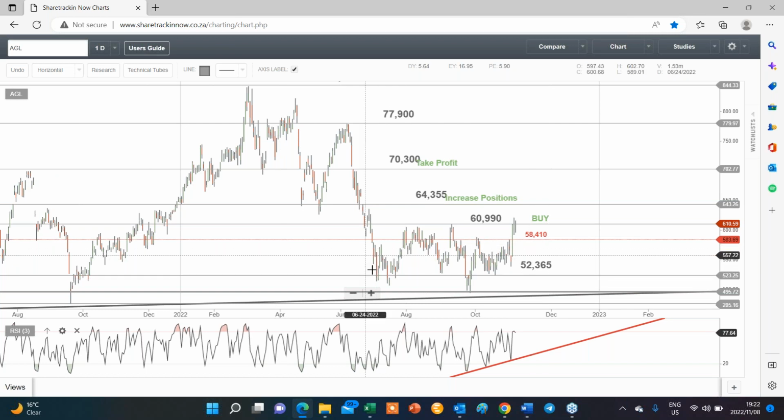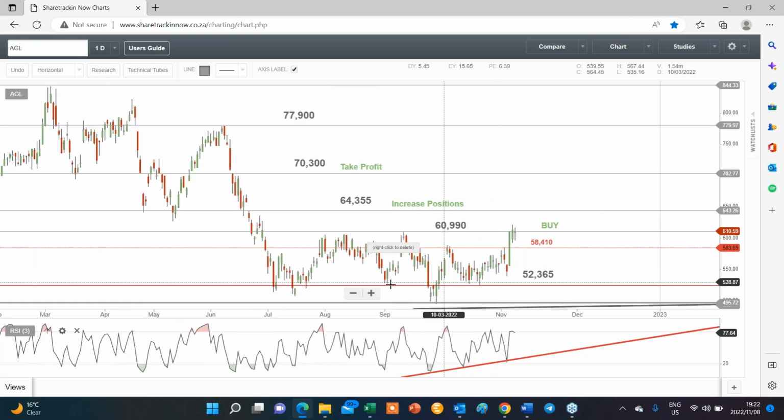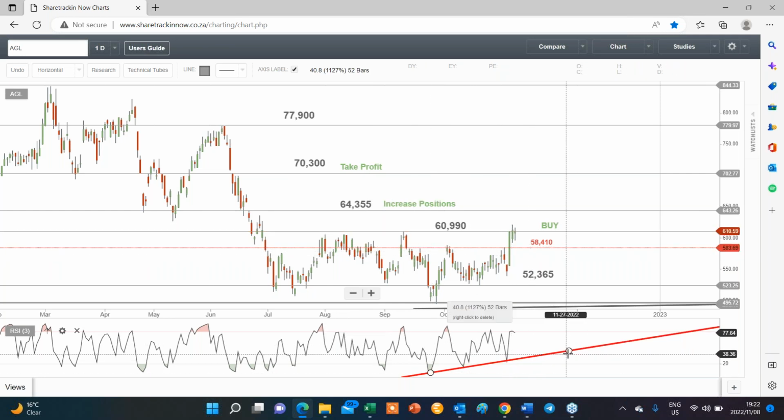This is a field day for a lot of scalp traders, because they like these little erratic volatilities. I don't. I just wanted to confirm a level at which it breaks out. And in this case with AGL, it would give us a nice buy at 609.90. RSI is looking really healthy.